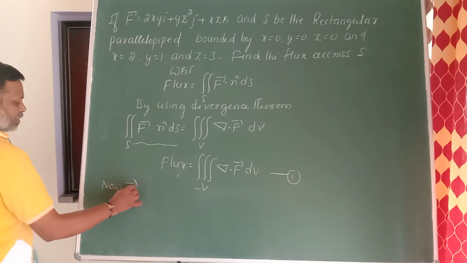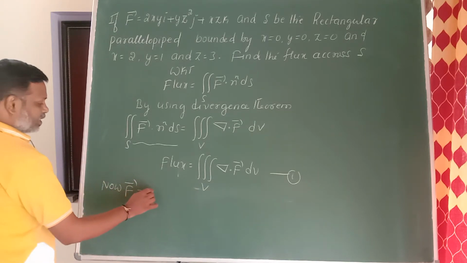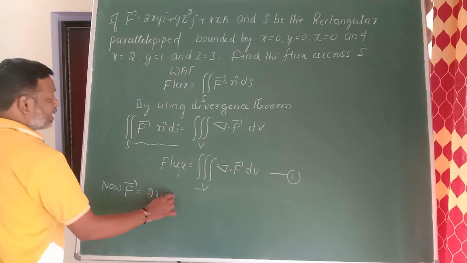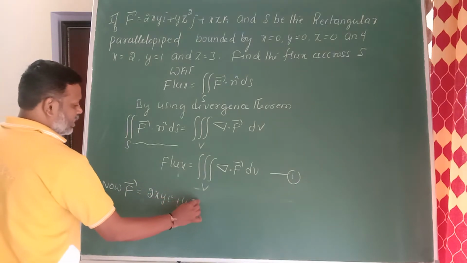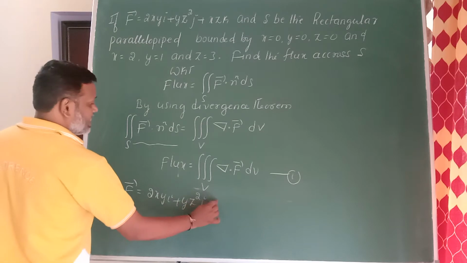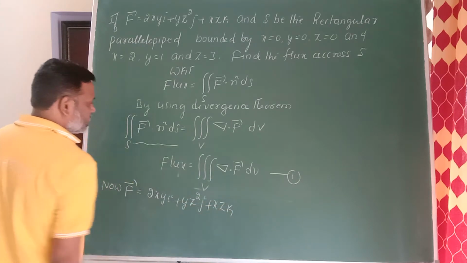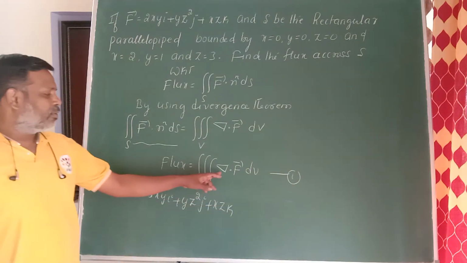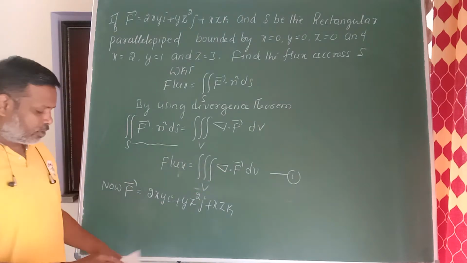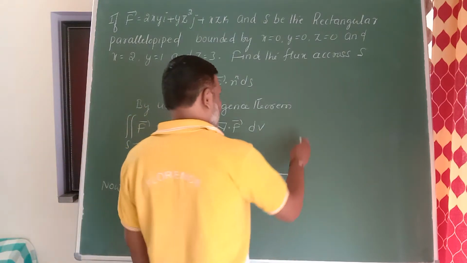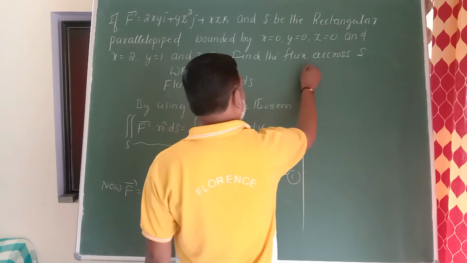What is f here? f is equal to 2xy i plus yz square j plus xz k. Now let us find del dot f. How will you get del dot f?